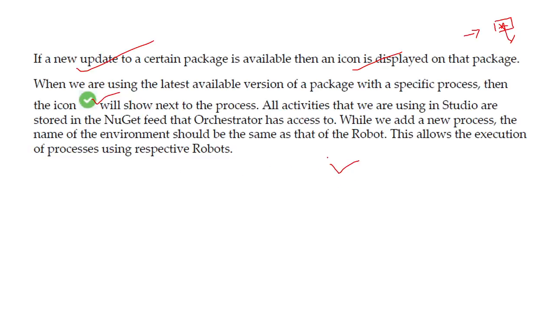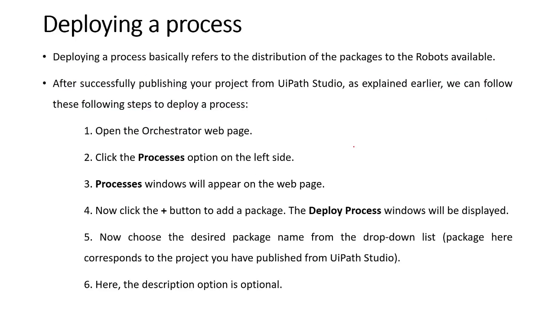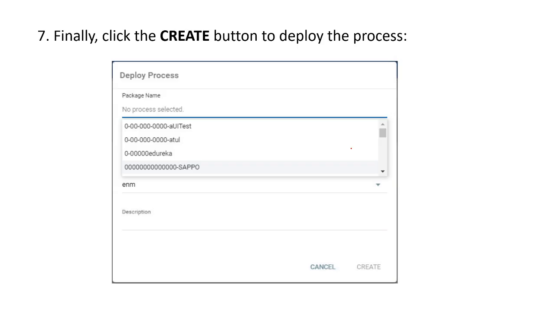All the activities that we use in Studio are stored in a package, or I can say a folder, called NuGet, which will be referred to by the orchestrator. While we add a new process, the name of the environment should be the same as the robot. This is all configuration, and it allows the execution of the process using the respective robots. This is one constraint that you need to remember: the name of the robot should match the name of the environment, so that it is easy for the orchestrator to handle the robots.